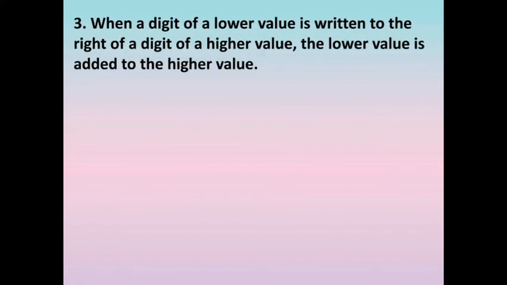Now, already I told you that I, V and X are used only 3 times, and V is only 1 time. And the third rule is when a digit of a lower value is written to the right of a digit of a higher value, the lower value is added to the higher value.